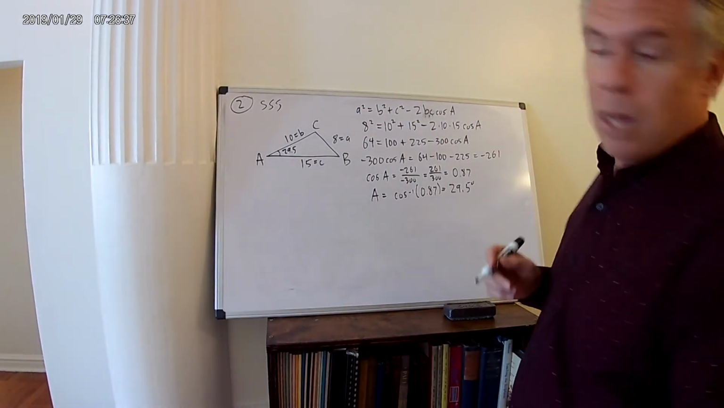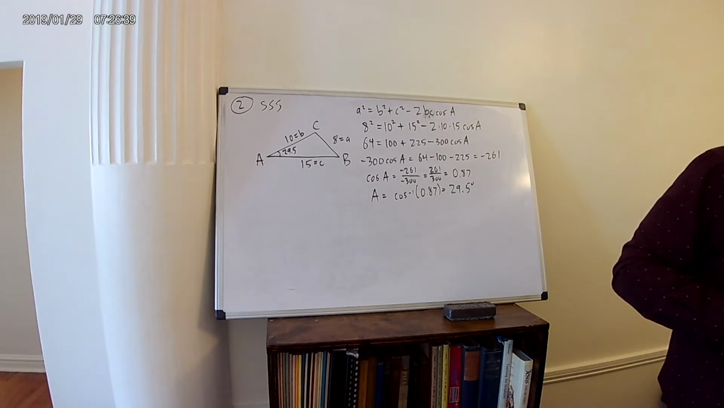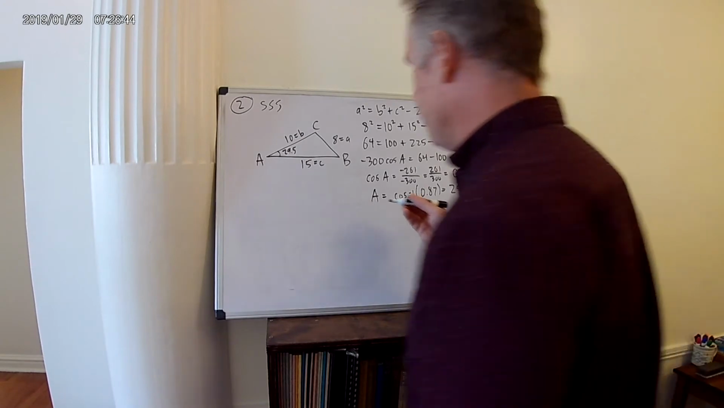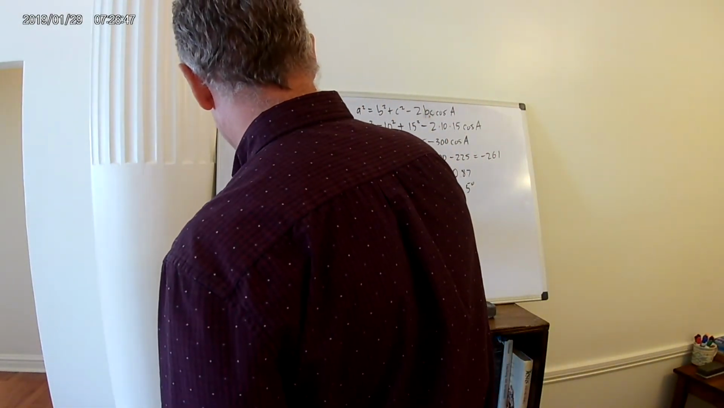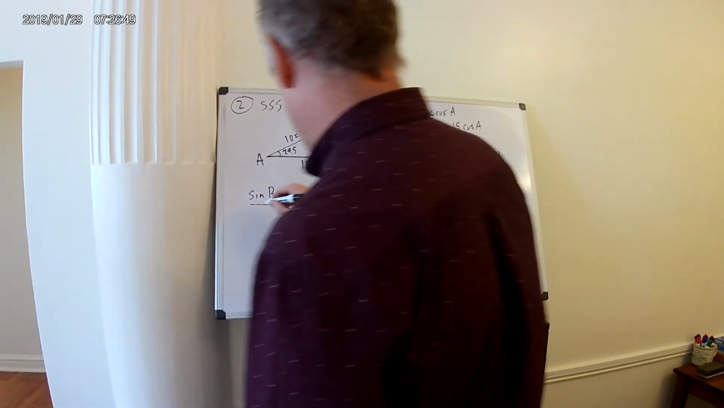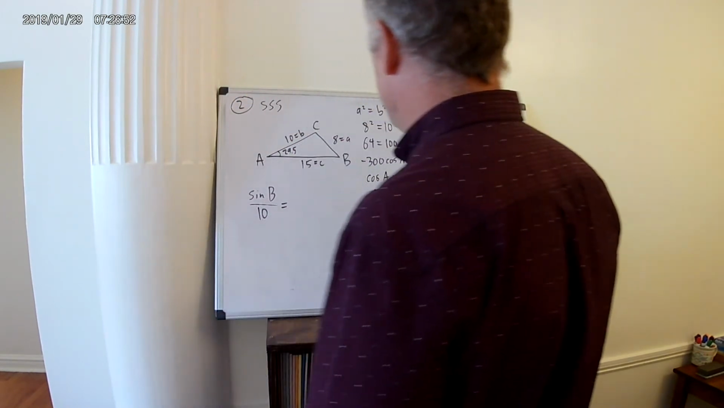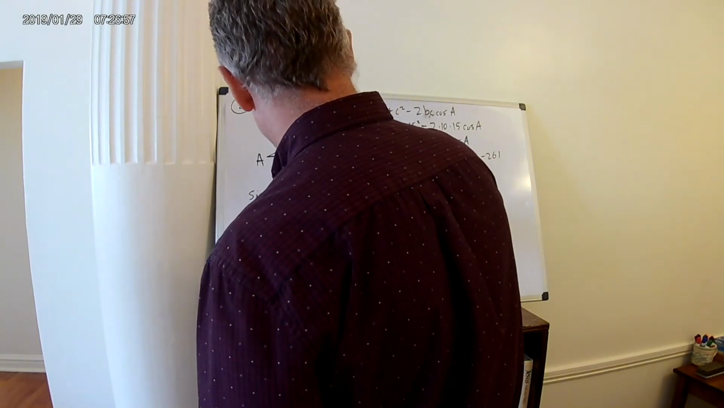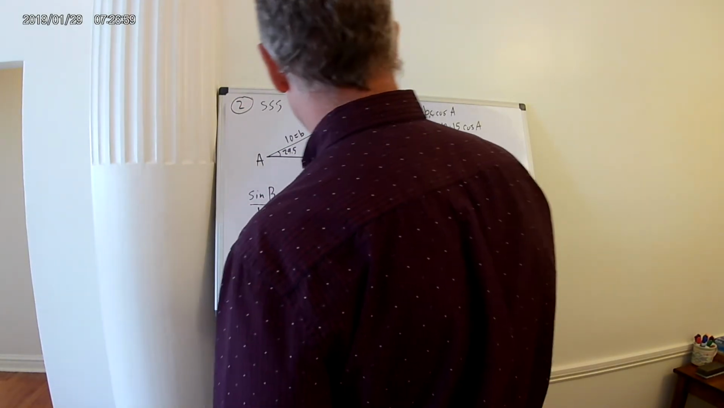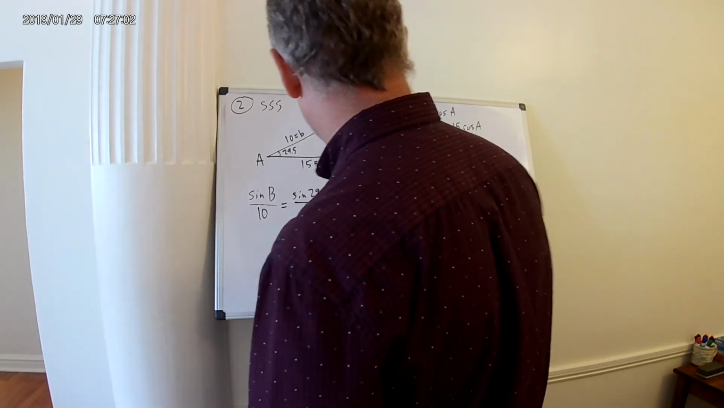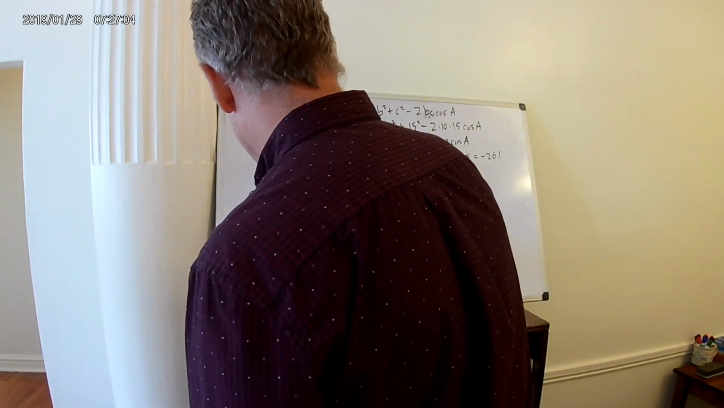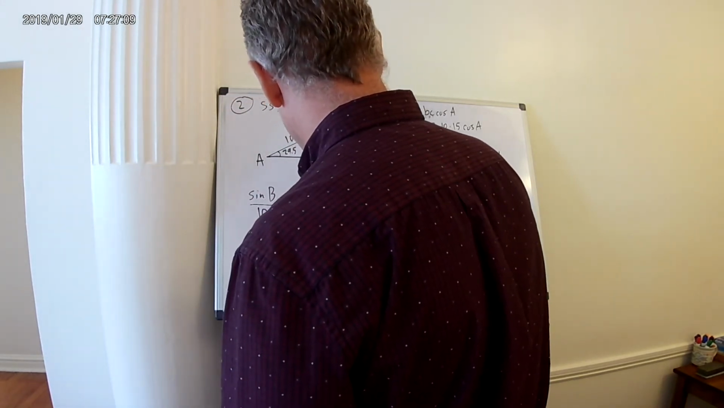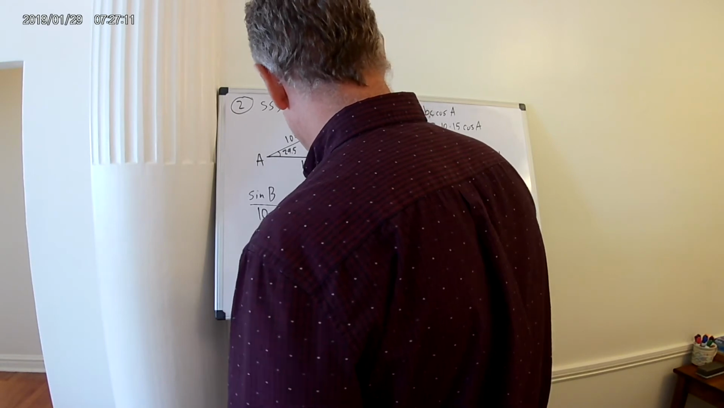And we can now use the law of sines to do this. Let's find angle B. We use the law of sines. So sine of angle B over side length B, which is 10. This equals, now we have an angle-side pair here, sine of angle A, sine of 29.5 degrees, divided by side length A, which is 8. This means the sine of angle B equals 10 times sine of 29.5 degrees over 8.